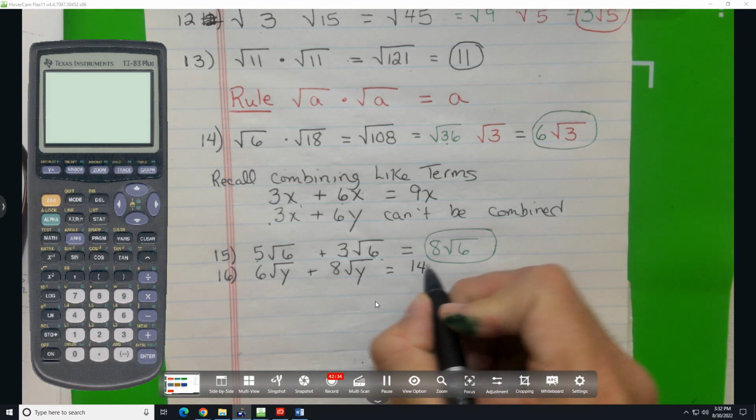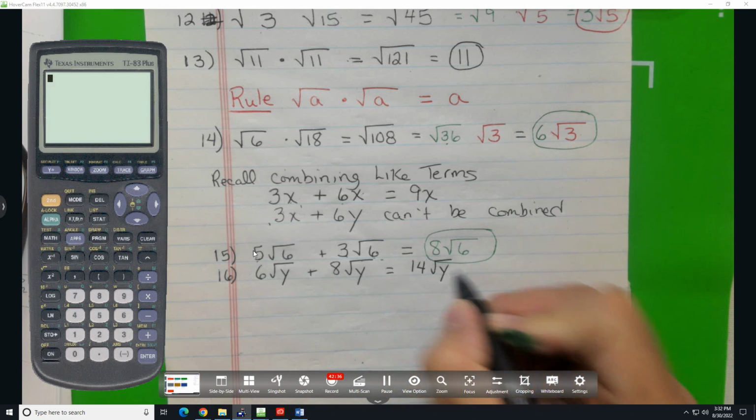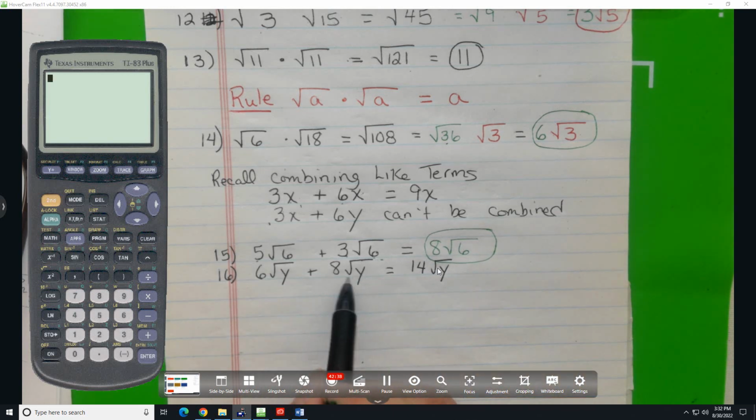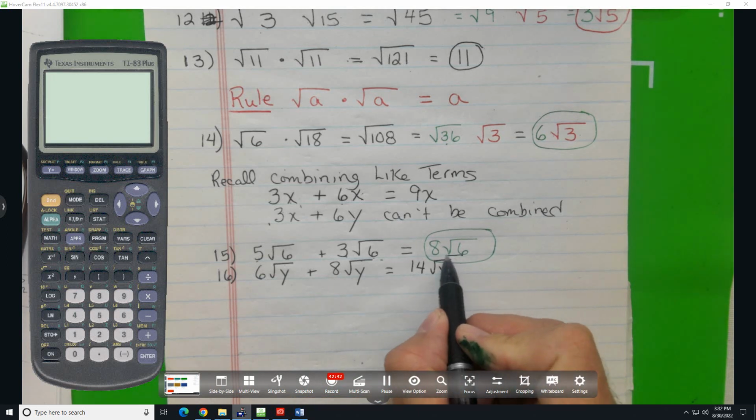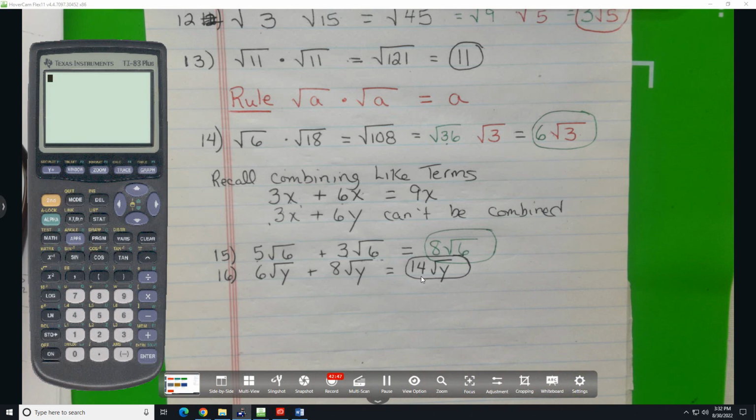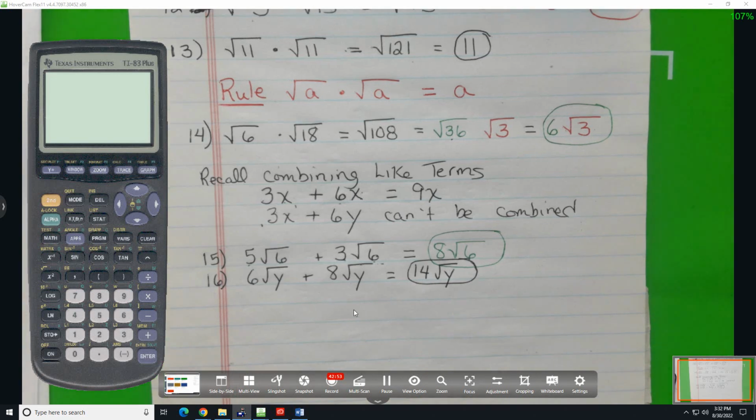14 square root of y. Perfect. You keep the same radical part. You add the coefficient, 6 plus 8. If that were 6y plus 8y, it would be 14y. Adding in that square root doesn't change anything. The same logic is still the same.